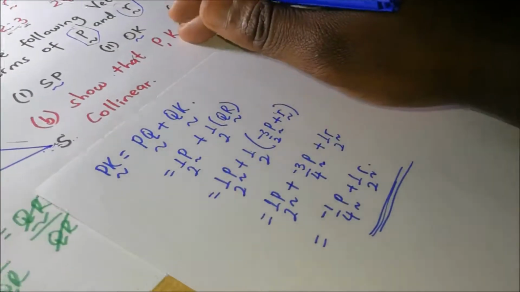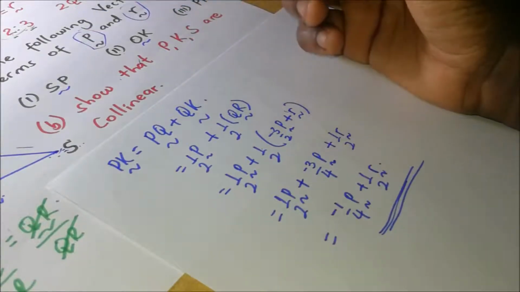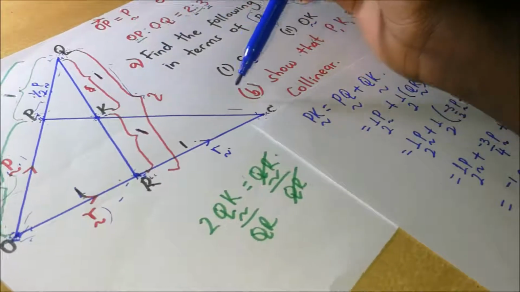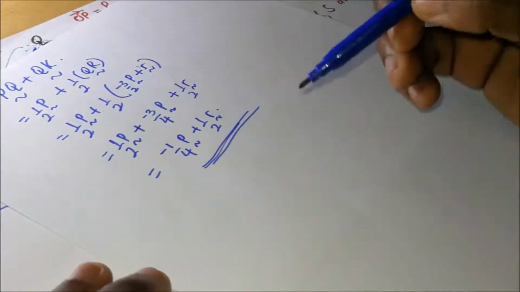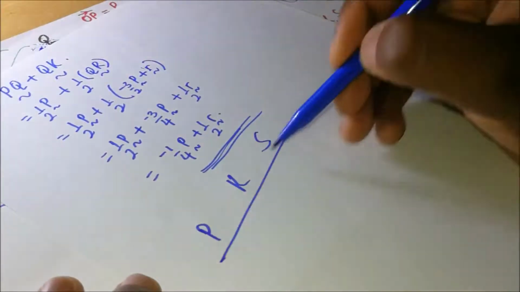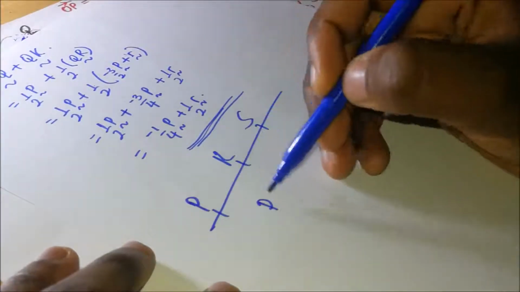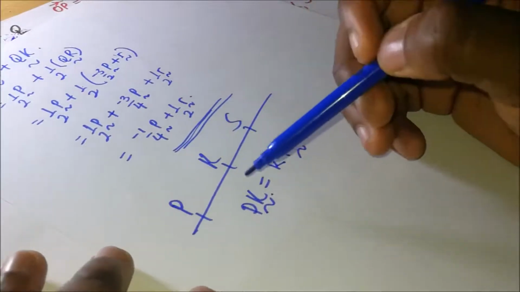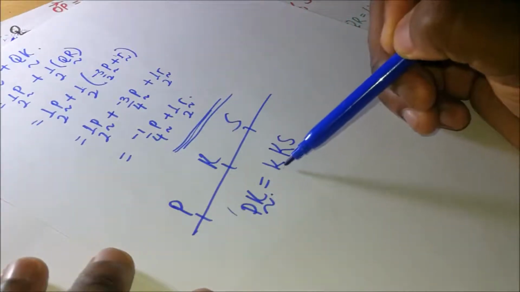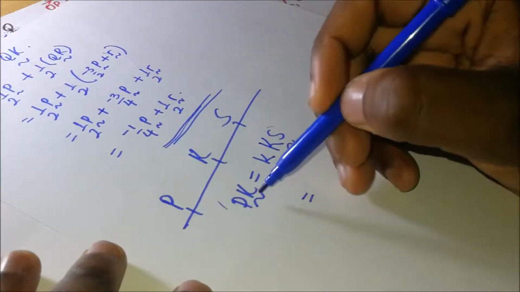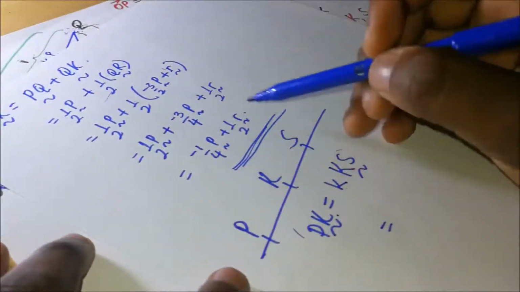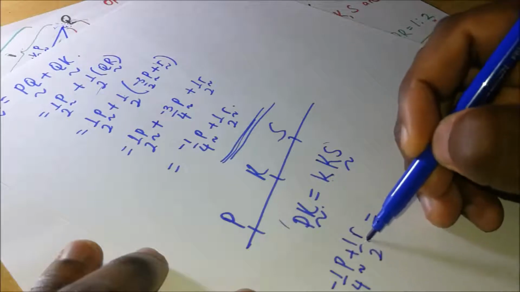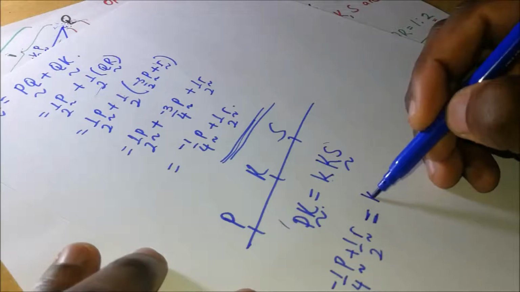So the question continues to tell us to go on and show that P, K, and S are collinear. Of course, to show that P, K, and S are collinear, PK should be equal to a certain scalar multiplied by KS. So we're going to go ahead and find PK, then find KS, and then find the value of the scalar K, the multiple of this. So what is PK? We already got PK from here. PK is already this. So in other words, this is going to be negative a quarter P plus a half R. This is going to be equal to K times KS, the scalar K times KS.